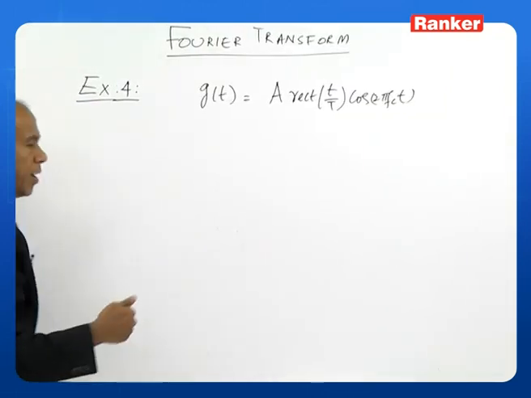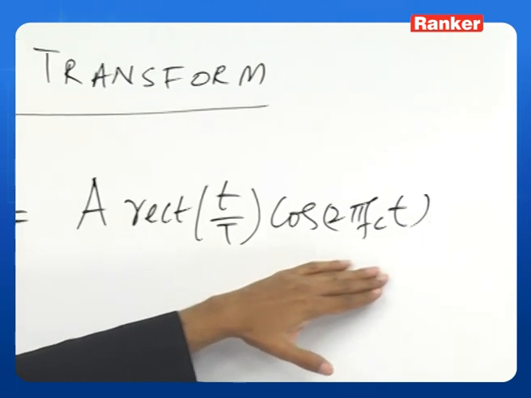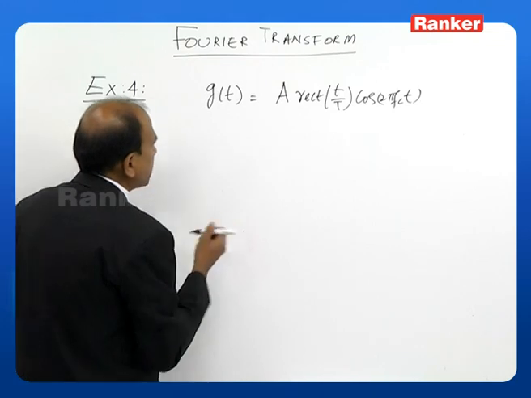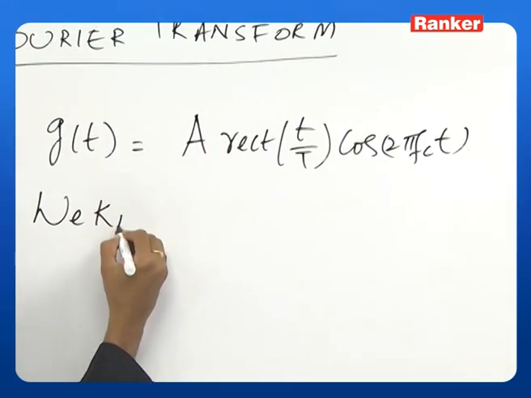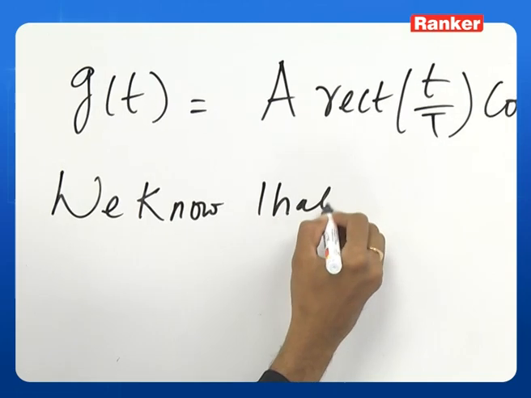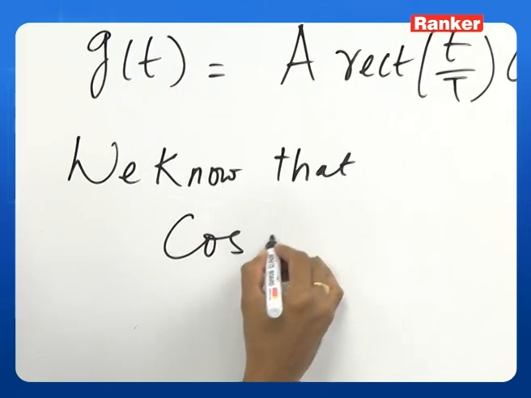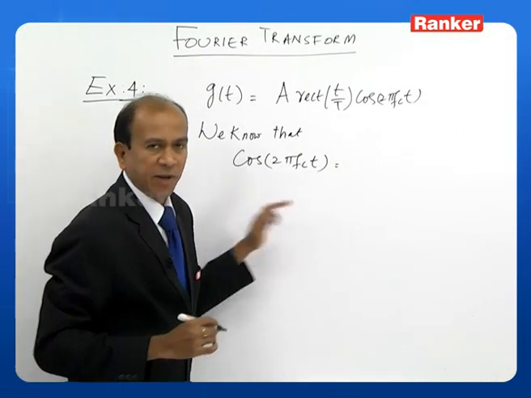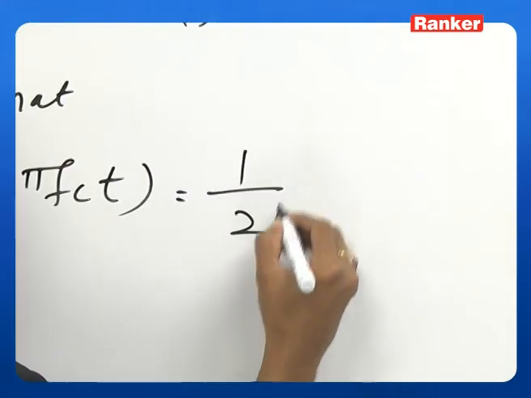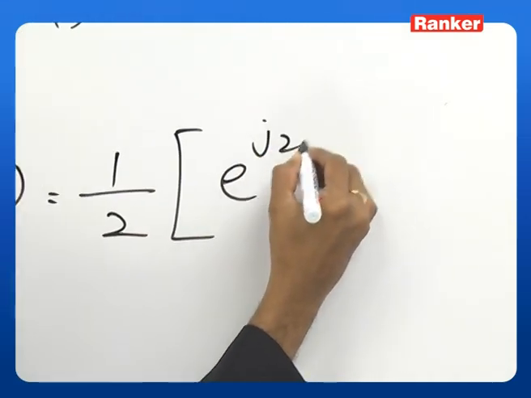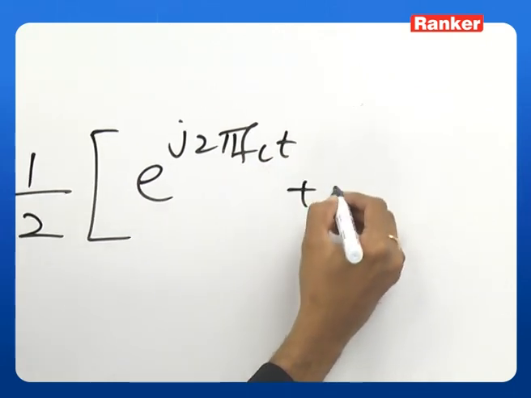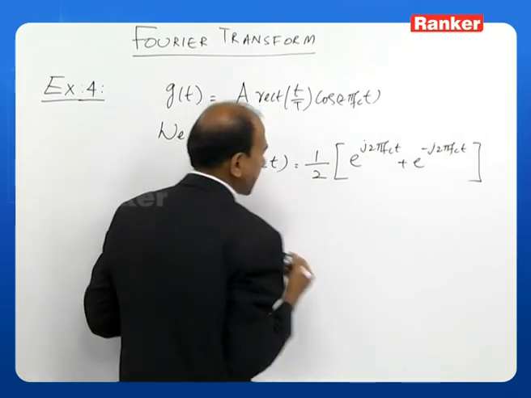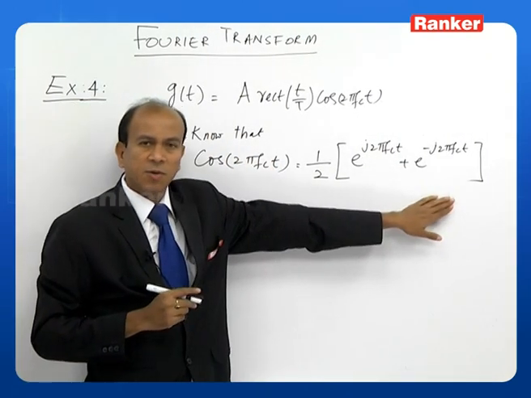Now, how to solve this? Let us first, we also know what is cos 2 pi f c t. Cos 2 pi f c t in fact can be written in terms of exponential functions. So, let us say, okay, we know that cos 2 pi f c t can be written in terms of exponential components, that is half of exponential of j2 pi f c t plus e to the power of minus j2 pi f c t. Okay. This is the cosine function equivalent.